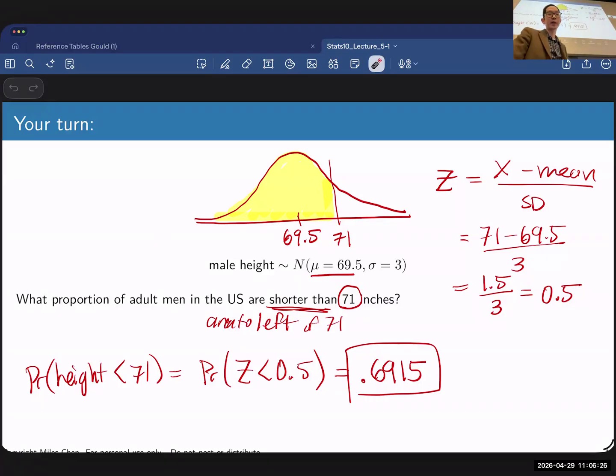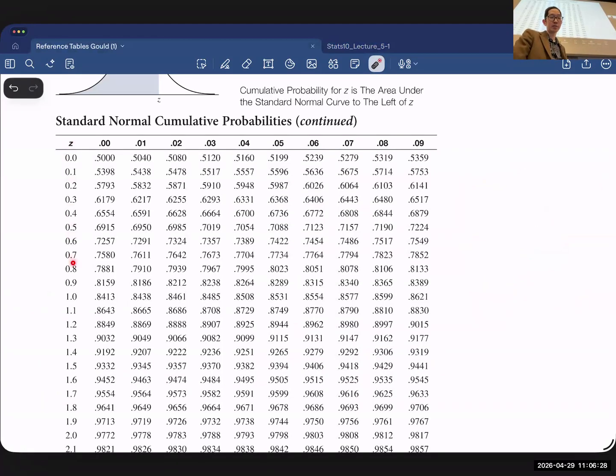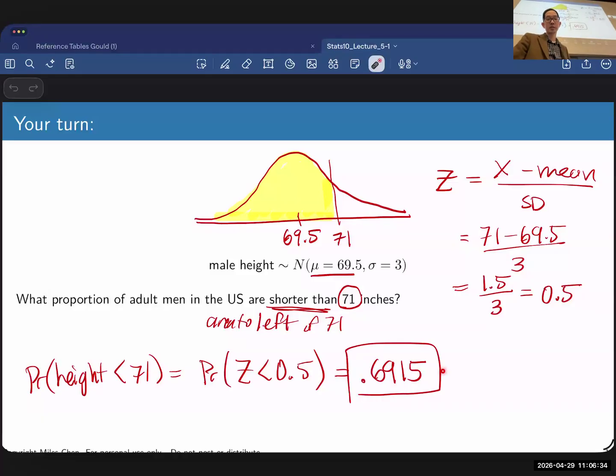We look up 0.5, z-score of 0.50. We get 0.6915 in our table. And that's the answer that we have, okay? And this is where we left off on Monday. And so we will continue on from here.